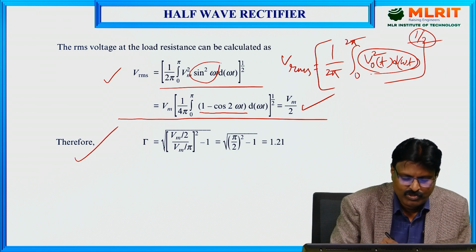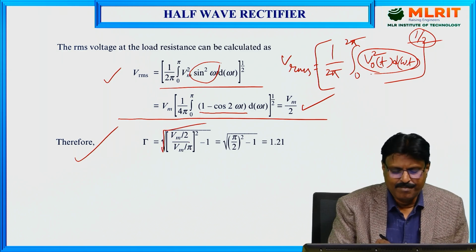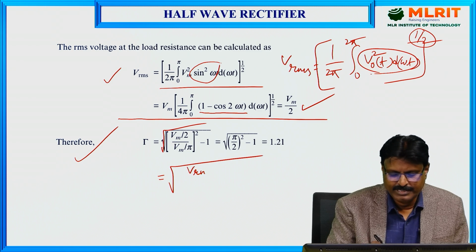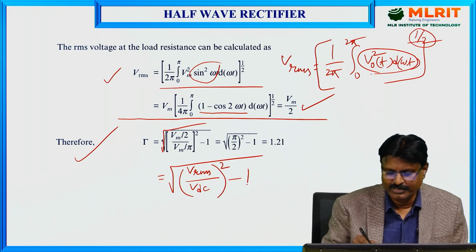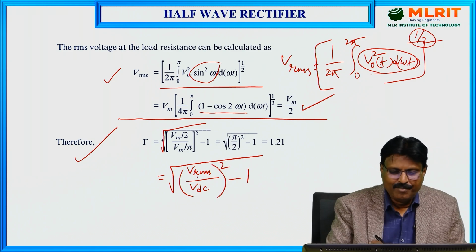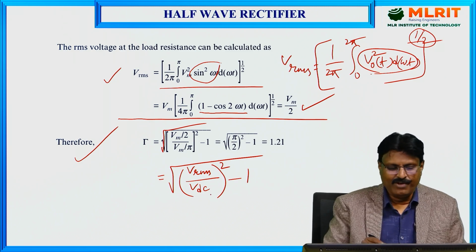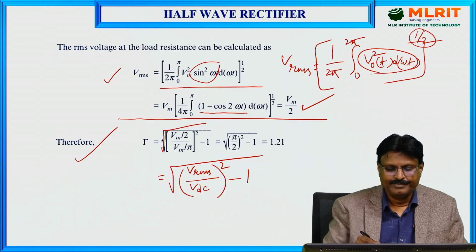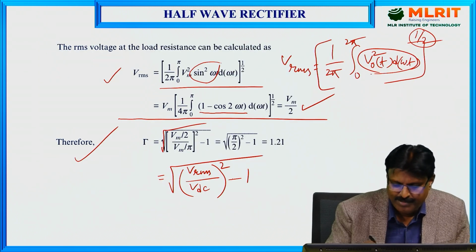So the formula goes like this: root over (Vrms by VDC) whole square minus 1. This is the formula. So Vrms value is Vm by 2, as you can see here. And what is the value of VDC here? Vm by pi. So Vm by 2 by Vm by pi, whole square as per this formula, minus 1.